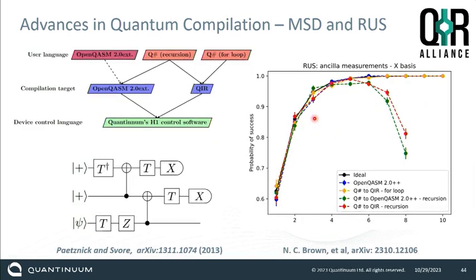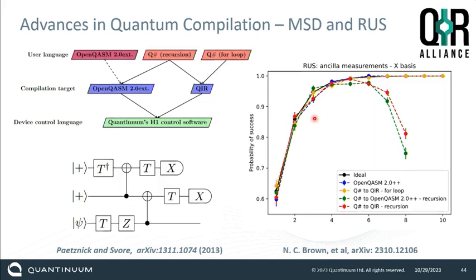The other half of this were these repeat until success protocols. So about 10 years ago, Paetznick and Svore introduced this concept of repeat until success to implement different unitaries.